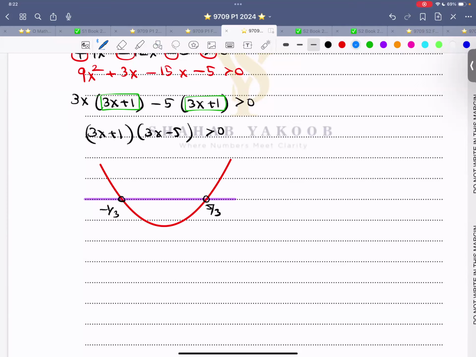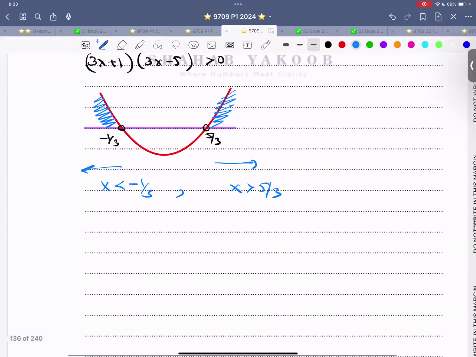It's greater than 0, so the region above the x-axis. Two separate regions, two separate answers. X is greater than 5 over 3. X is lesser than minus 1/3. So that is how this particular question is done. So now this is part A.